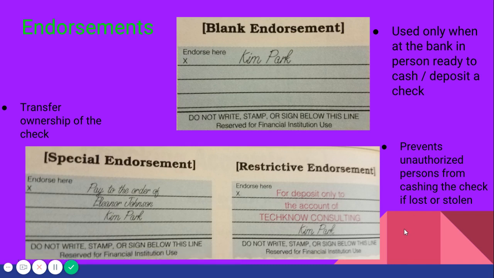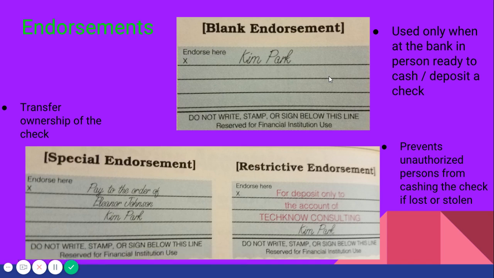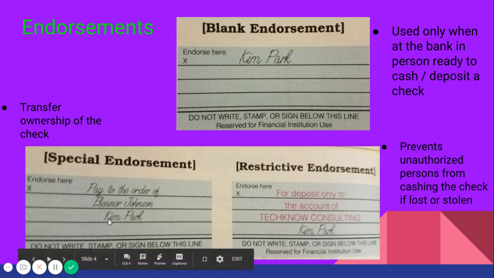When endorsing a check, so if somebody wrote you a check, there's three ways that you can endorse it. First one is, let's say you were in person at the bank and you want to cash or deposit your check, you would simply just write your name on the back. That is called a blank endorsement. If someone wrote you a check and you want to pay it to someone else, then you can transfer the ownership of the check with a special endorsement by simply writing paid to the order of the person who you're transferring it to, and then you sign your name.